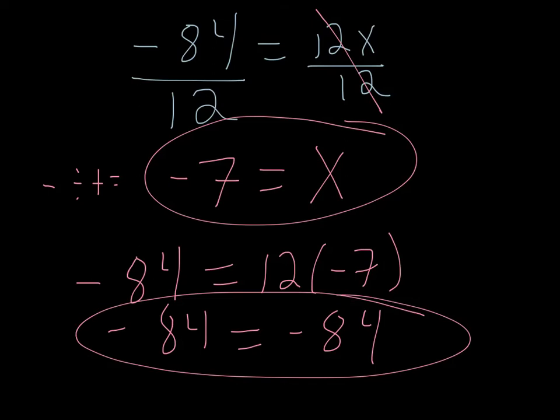Let's try the next one. Okay, so for this one, we're going to look at 5n equals negative 25. So again, you can pause it here if you like, and then hit play when you're ready to check out the solution.